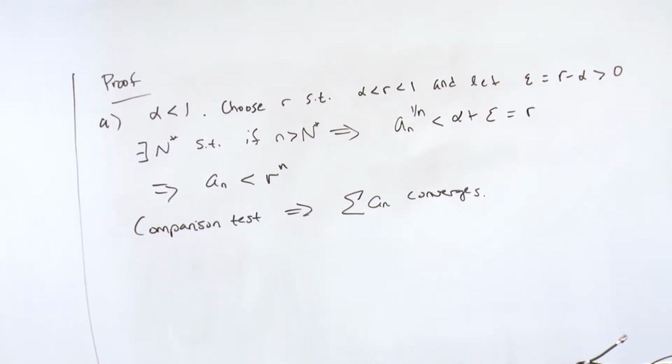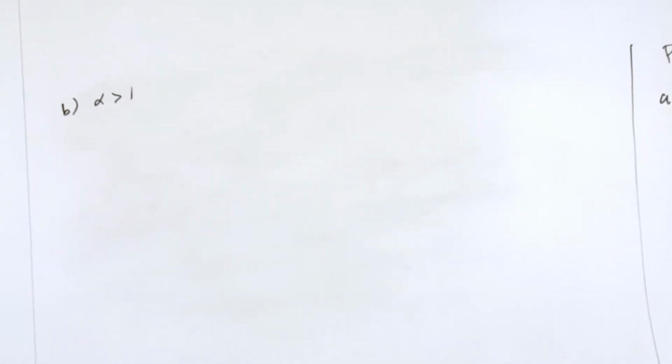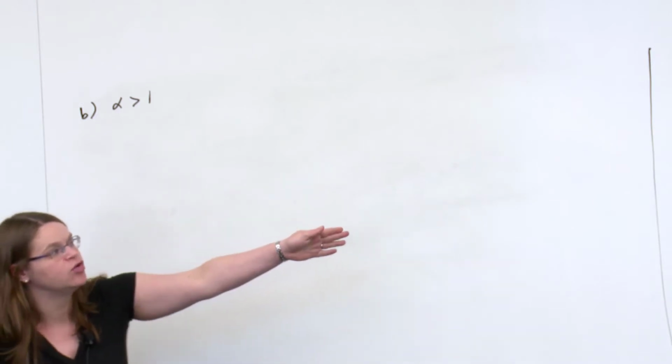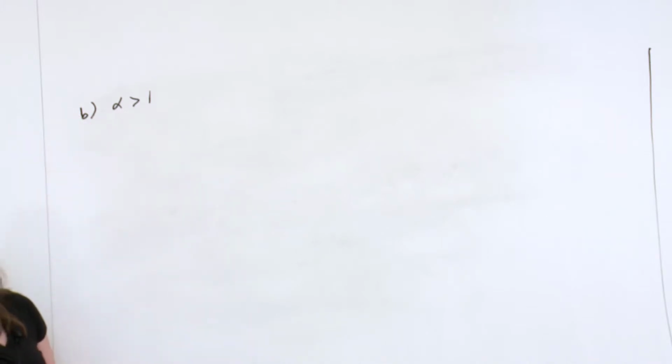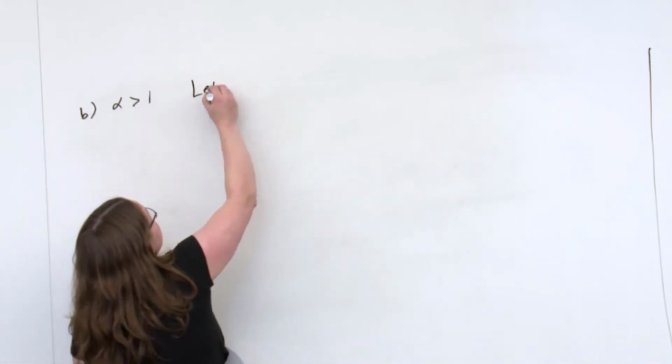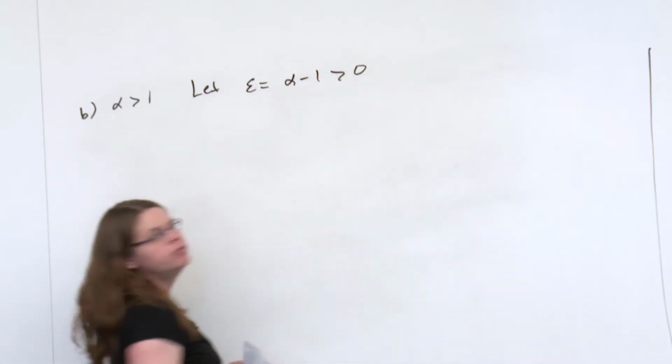This time we have alpha bigger than 1. Okay, again, I should have an epsilon. I need a different epsilon this time because that epsilon assumed that alpha was less than 1. Again, I need a positive epsilon, so I'm just going to use the fact that alpha is bigger than 1. 1 minus alpha is a negative number, so alpha minus 1 is a positive number. So let's let epsilon equal alpha minus 1, which is positive.